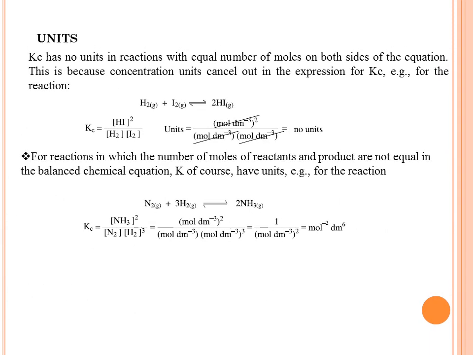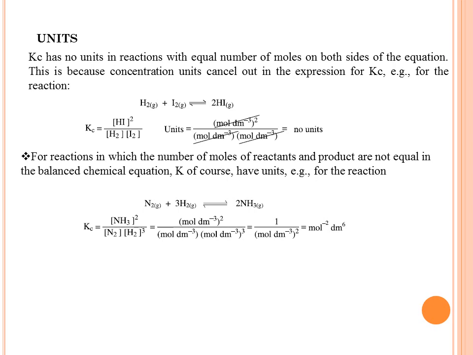Here I am discussing the units of the equilibrium constant. When the number of moles in the reactants and the number of moles in the products are equal, the equilibrium constant has no unit. For example, 1 mole of hydrogen and 1 mole of iodine react together to form 2 moles of hydrogen iodide. Now in this chemical equation, 2 moles are present in the reactants as well as 2 moles in the product. They both will cancel each other and Kc has no unit.